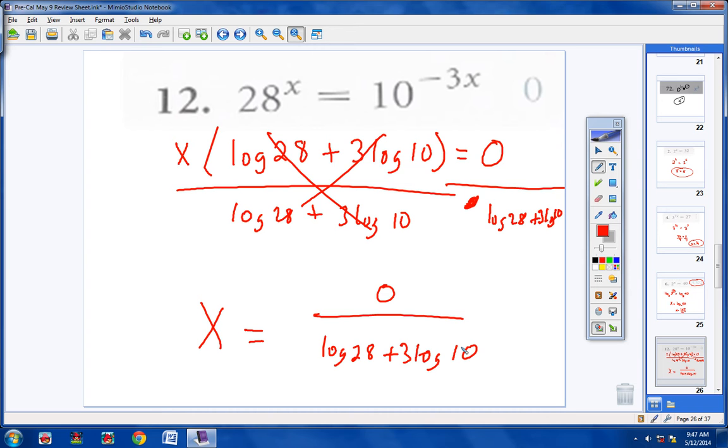Now, listen to me, guys. Obviously, if you take 0 divided by any number, you'll get 0. Okay? Except one exception. What if this whole expression down here equals 0? No, it'd be undefined. You can never divide by 0, so 0 over 0 would be undefined.